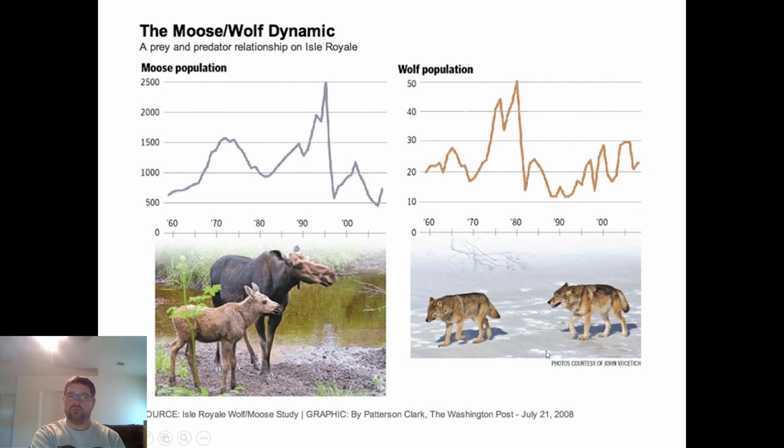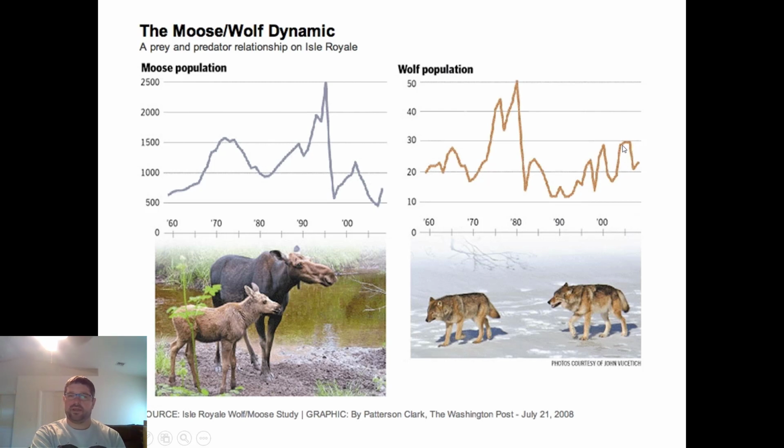So they could have outate themselves. Right? They could have eaten too many of the moose, and the moose population was low, so the wolf population kind of crashed. But then after you see that, you see this giant peak in the moose population, but the wolves are really low still. Right? And the wolves never really rebound.